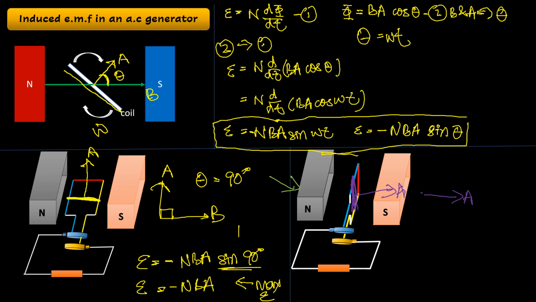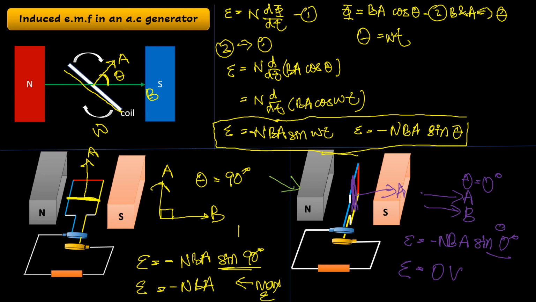And your B is still pointing to the right. So in other words, the angle between B and A is 0 degrees, so your theta will be equal to 0 degrees. So your EMF will be equal to negative NBA sine 0 degrees, which is 0. So the EMF at this position will be 0 volts. That is why there's no flow of induced current in this position of your coil.